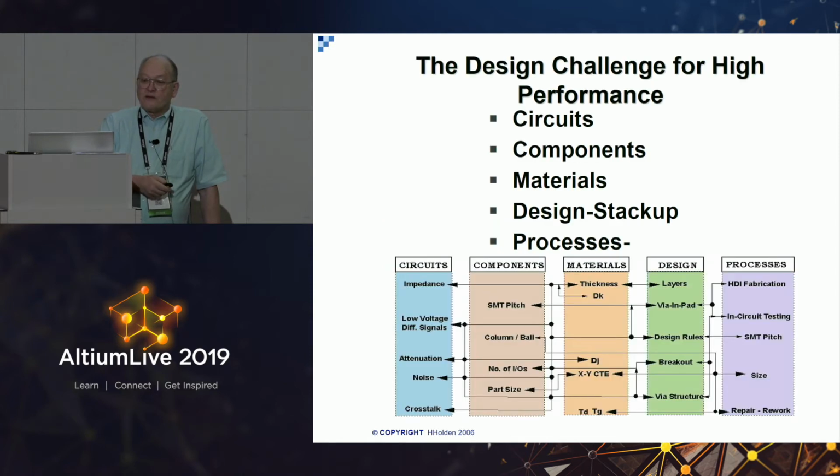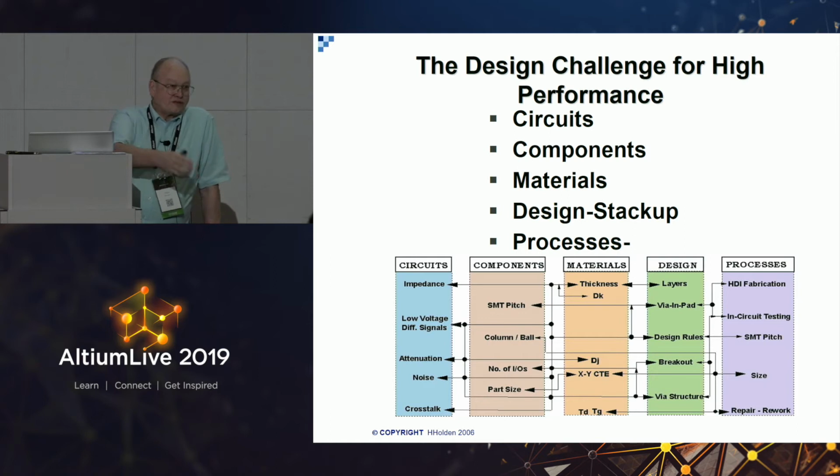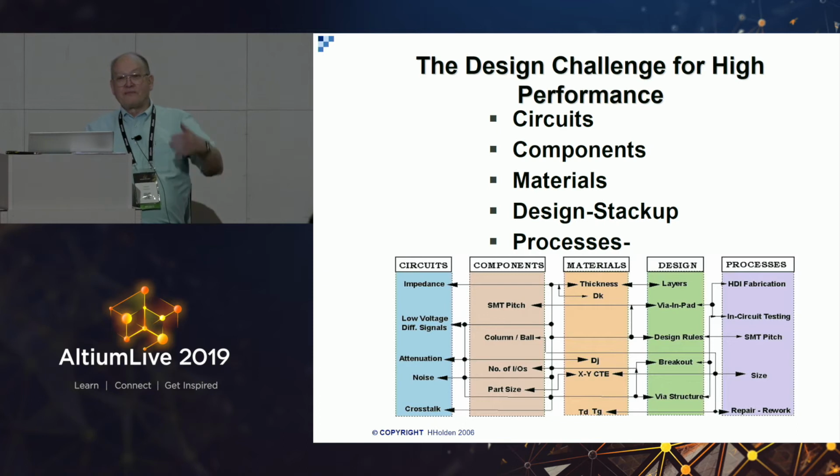So one of the things that I'll emphasize today over and over again is that in high-performance electronics, circuits, components, materials, stack-up, and processes are all interlinked. I don't know if you knew that, but everything in this arena ties together. So if you change the line width, you'll change characteristic impedance. But if you change spacing, you may change crosstalk. But if you change material, you'll change impedance and crosstalk.